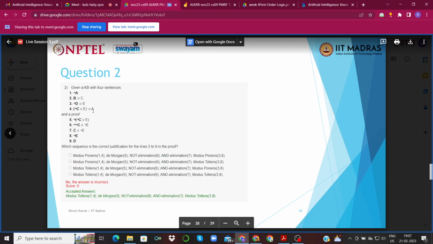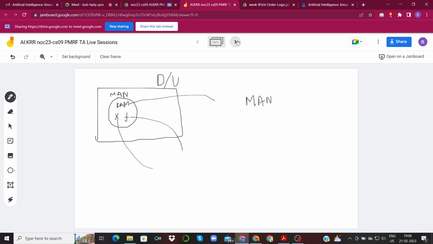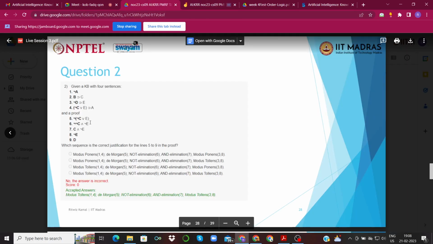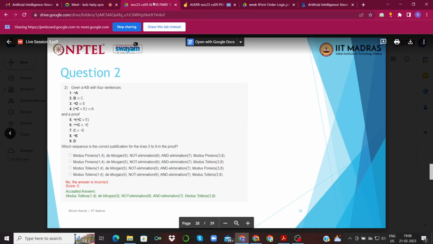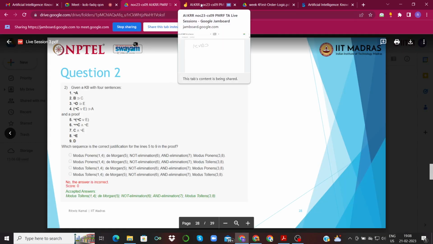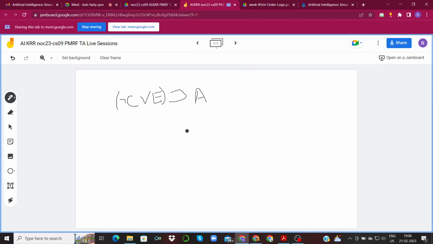So if we expand this fourth option, let me just shift to the Jamboard so that it's more clear. So the fourth sentence was not C or E implies A. If we expand this implication, we will have not of not C or E, or A, right?